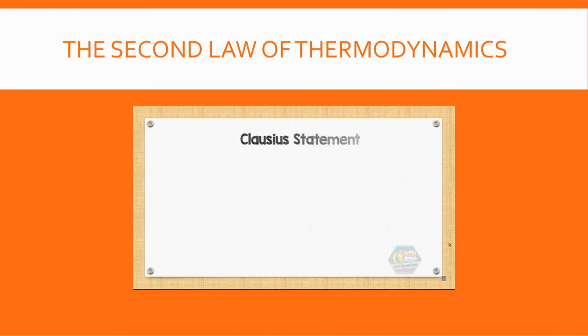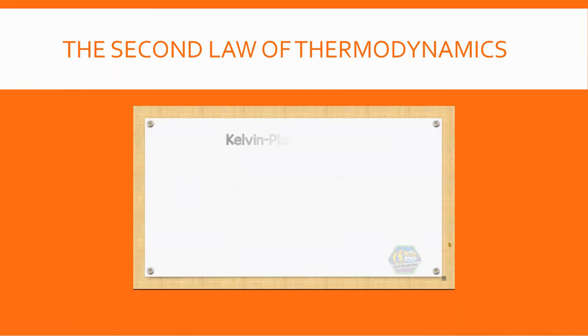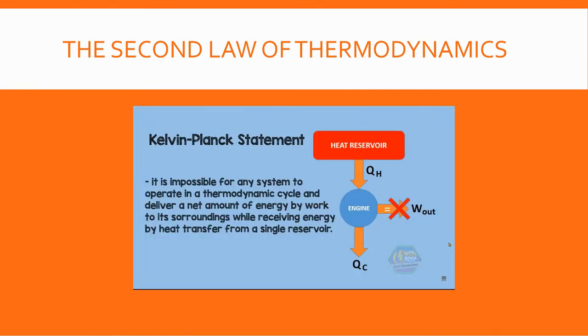First is the Clausius statement that says it is impossible for any system to operate in such a way that the sole result would be an energy transfer by heat from a cooler to a hotter body. Second is the Kelvin-Planck statement. It is impossible for any system to operate in a thermodynamic cycle and deliver a net amount of energy by work to its surroundings while receiving energy by heat transfer from a single reservoir.